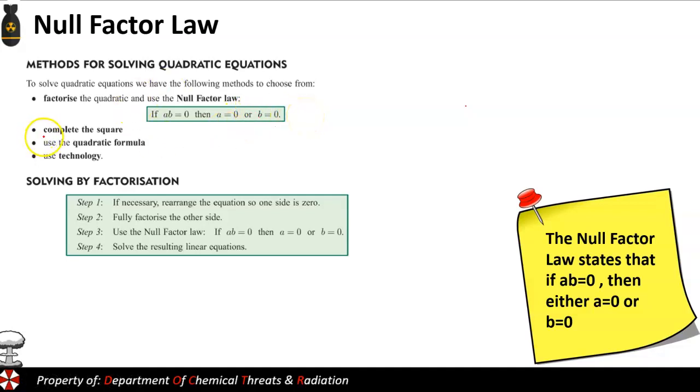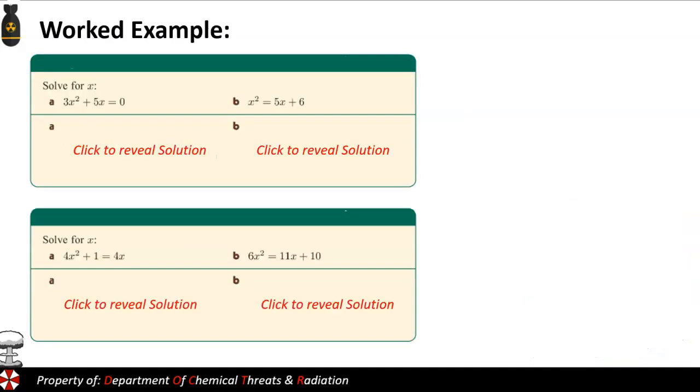We've talked about completing the square. The quadratic formula we will use later, and technology we'll use later as well. That's things like GeoGebra and graphics calculators. They can do a lot of this for you. But sometimes we'll be required to do it by hand, such as in this course. So we need to know these tools. So let's have a look at a worked example.